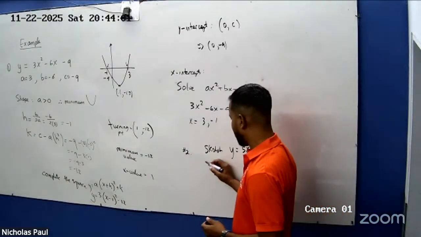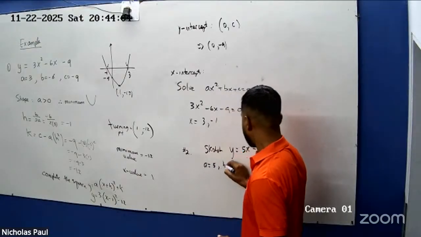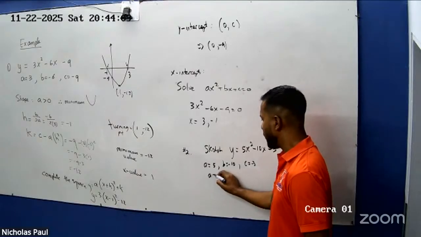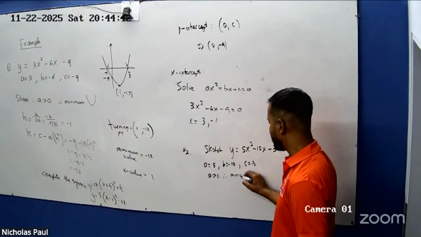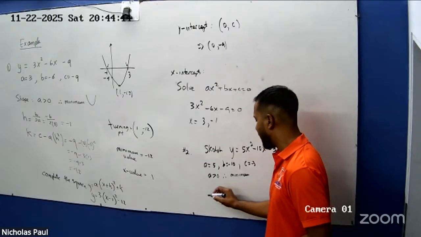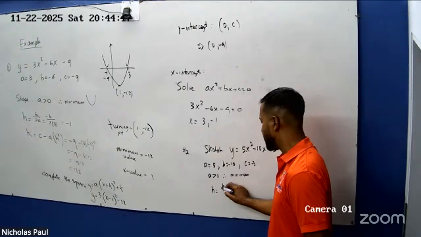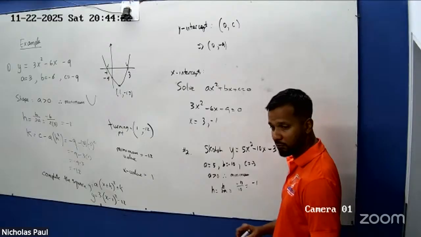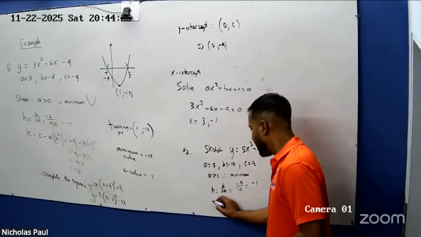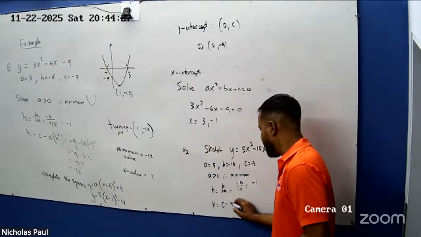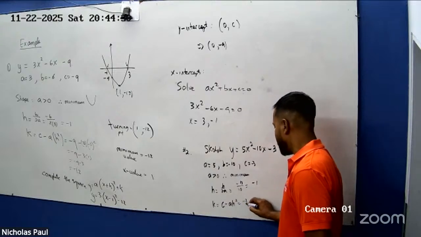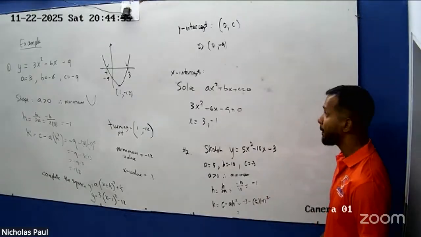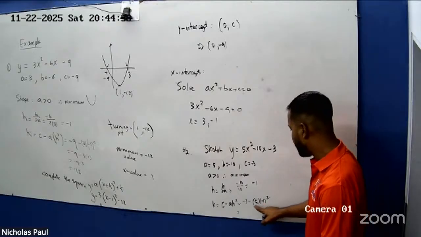You should have all this already. A is 5, B is -10, C is -3. We know A is more than 0, so it's a minimum. We could find h. That's -B on 2A. So that's 10 on 10. I got 1. And k is C minus B squared over 4A, which is -3 minus... I got -8.